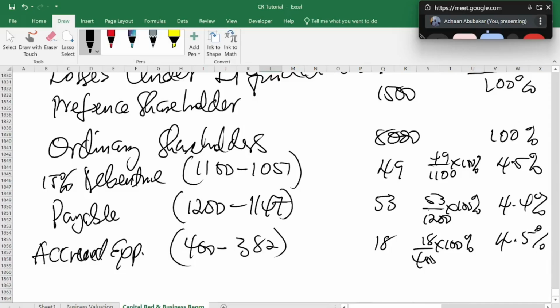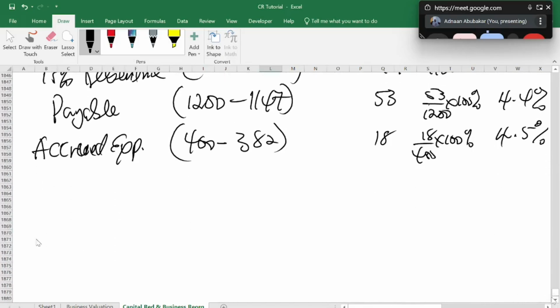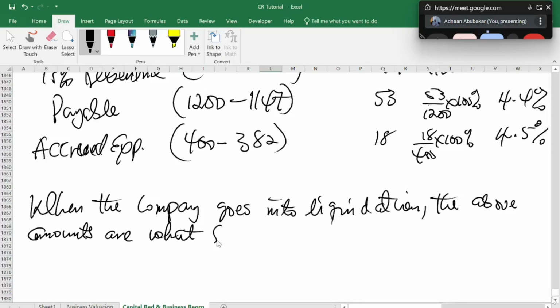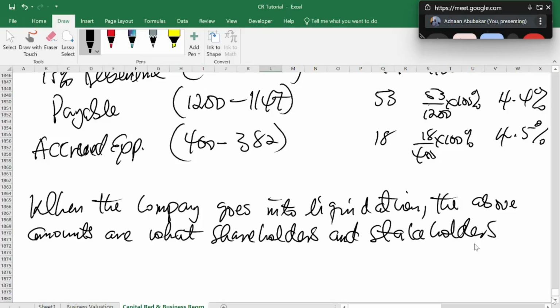Have you seen it? If you want to say something here, all you have to say is that when the company goes into liquidation, the above amounts are what shareholders and stakeholders will lose.